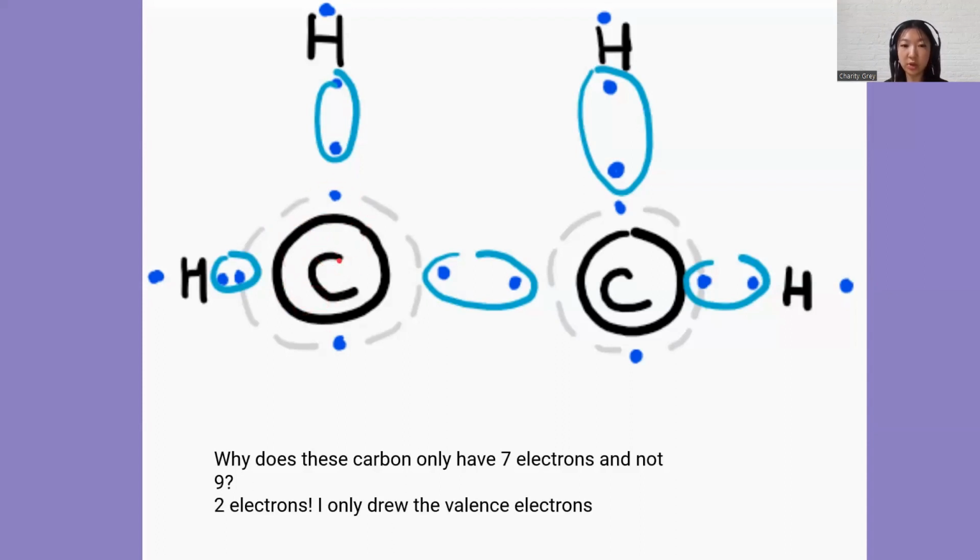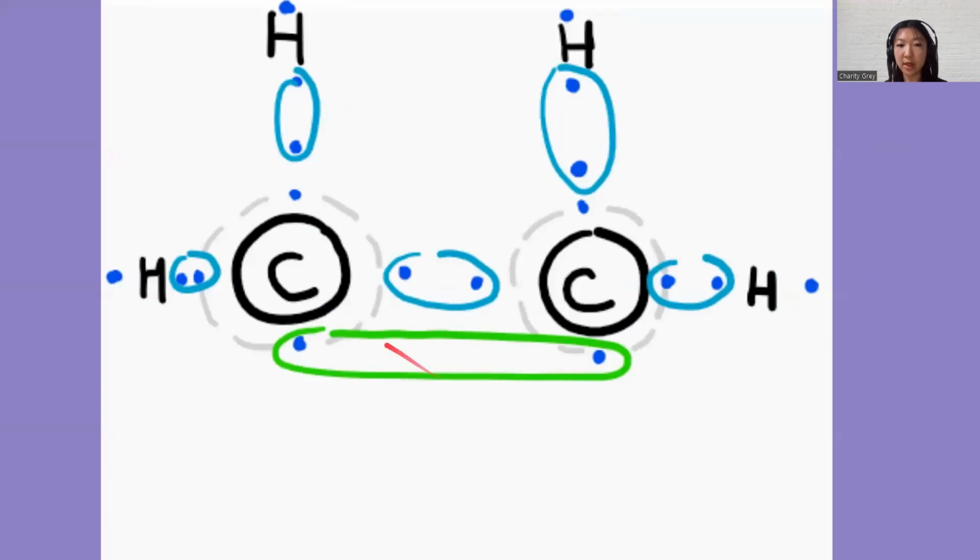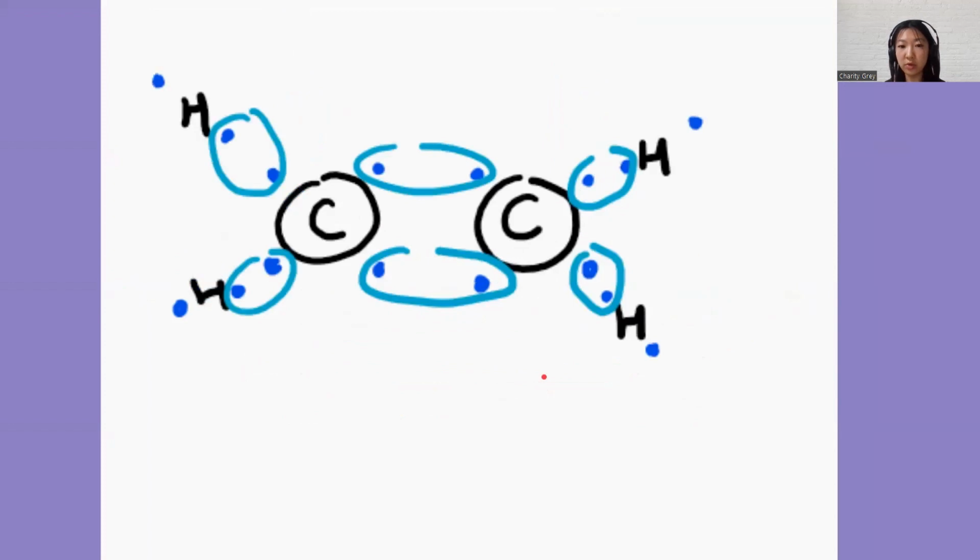All right, so these carbons want to be happy with their 8 electrons, right? So what they will tend to do is they will start to bond. There's a possibility that these 2 carbons can also share these 2 electrons. So we move this to here, and then now the carbons are happy. They each have 8 electrons.